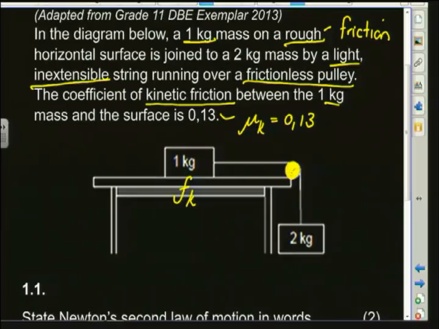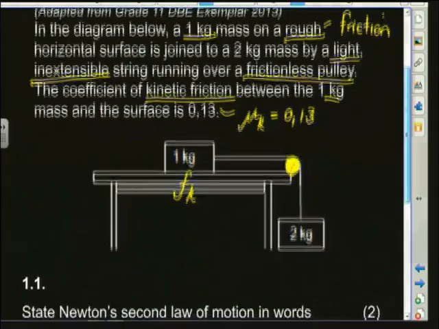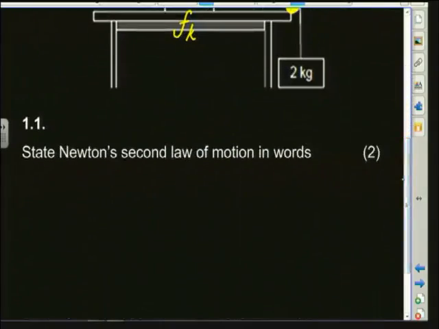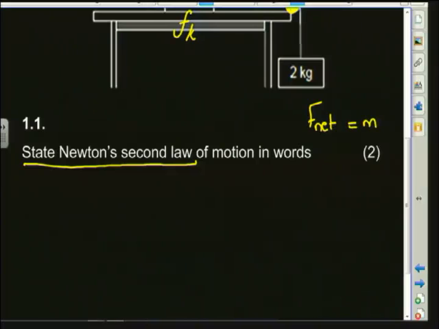Also, I know, because I've set you right from the start, that this is a Newton's second law question because I have two objects joined together, okay? That's a good way of knowing that it's going to be a Newton's second law question. And then, of course, the first thing they ask you to do is state Newton's second law of motion in words. Now, they're saying state it in words because what they're saying to you is that you can't say F net equals ma. Okay, you can't give me an equation. It has to be in words.